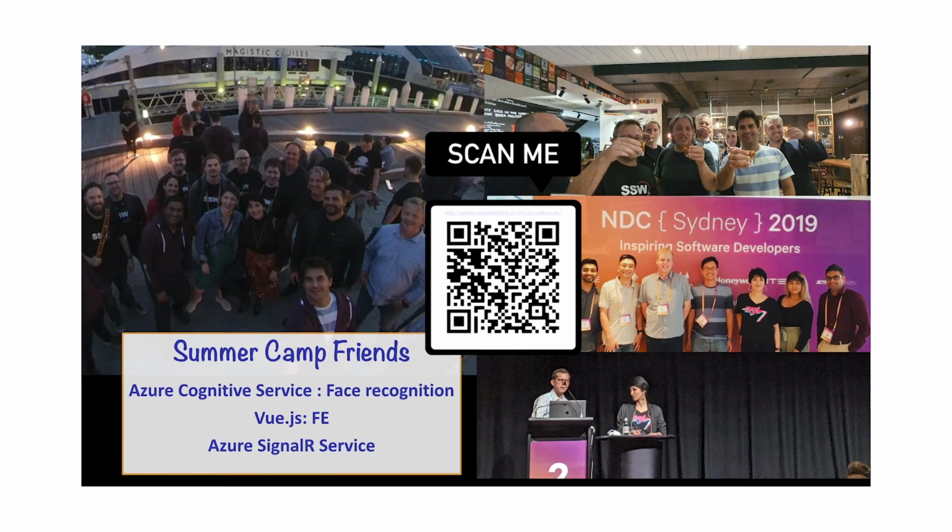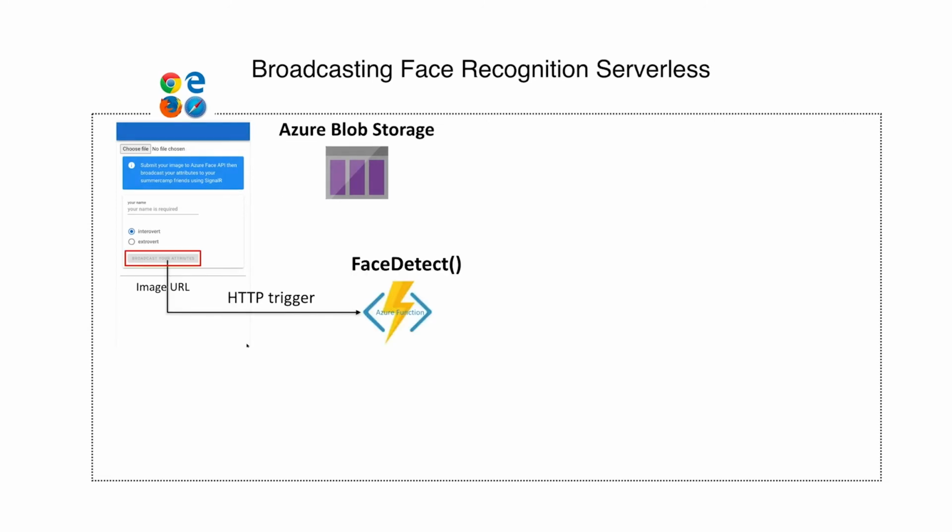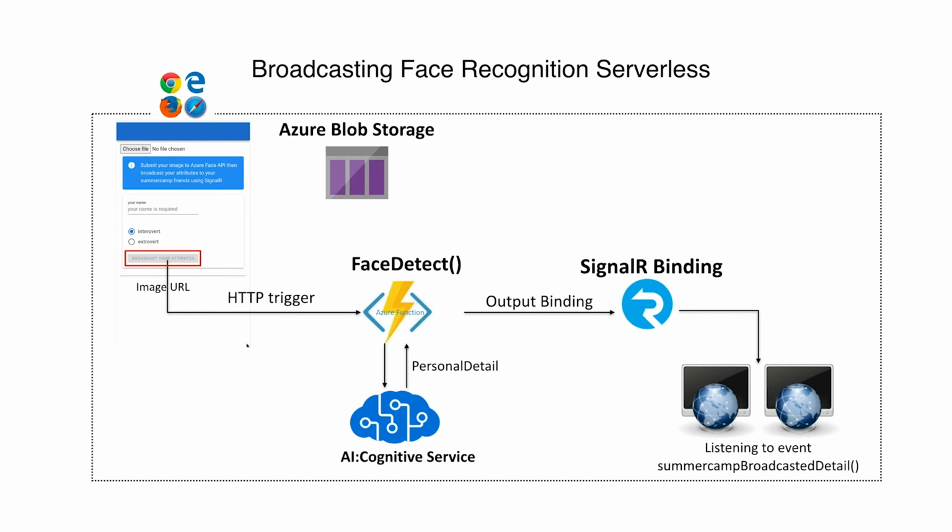scheduled Azure function. On the front-end side, which is a Vue.js application, once the user uploads the image, it will be populated into the blob storage, and then you will get back the URL. After that, you can trigger the face detect function and pass the image into that. The function makes a call to the AI endpoint we just created. Once the image is analyzed, the response will be handed into SignalR service using output binding, and then it will be broadcasted to all connected users.